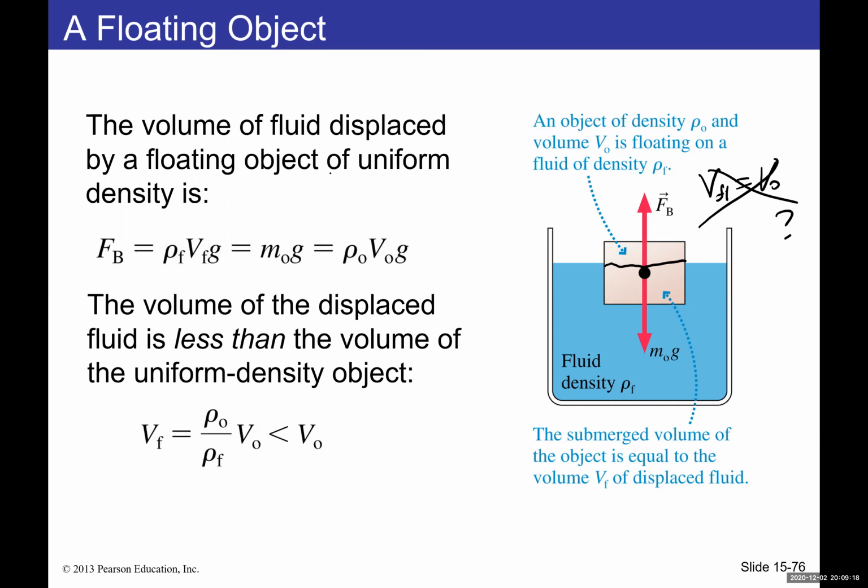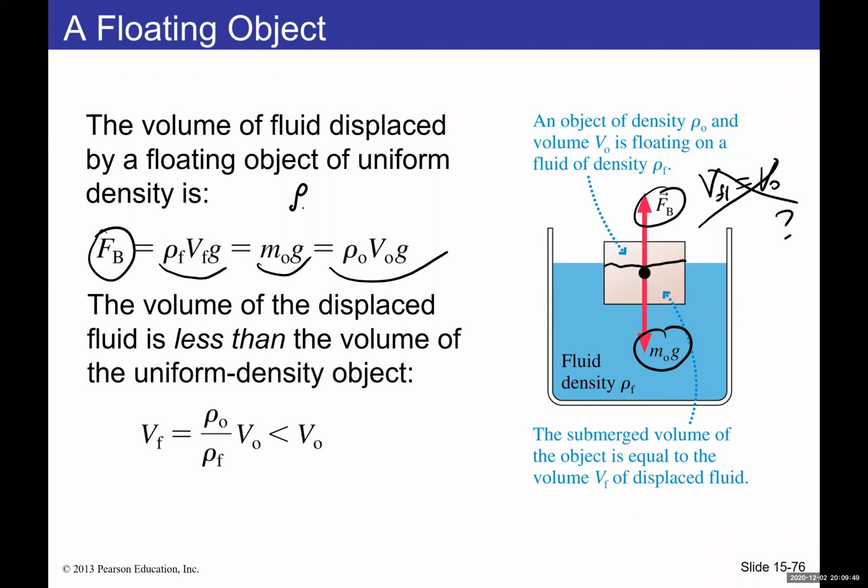a floating object of uniform density is found as follows. If you have a buoyant force, density of the fluid times volume of the fluid times g equals the mass of the object times g, which equals the density of the object times the volume of the object times g. Because if the object is floating, then the buoyant force is exactly equal to the gravitational force. That means it has neutral buoyancy, so those two are equal to one another.